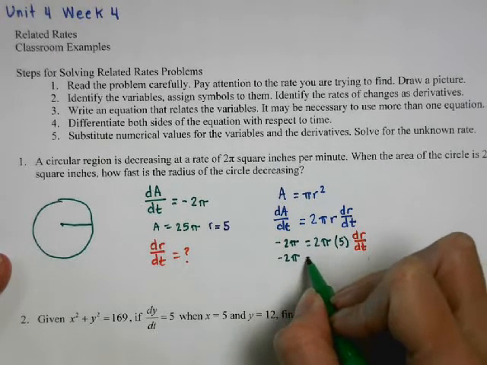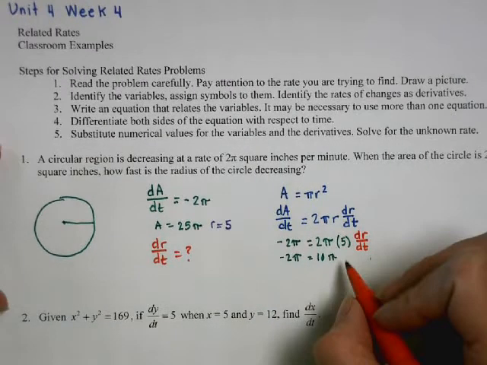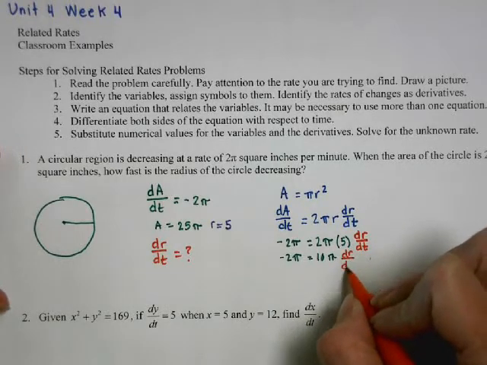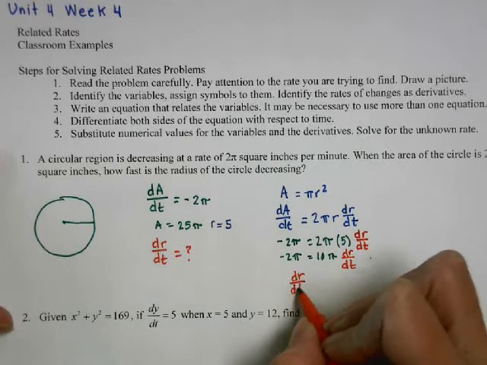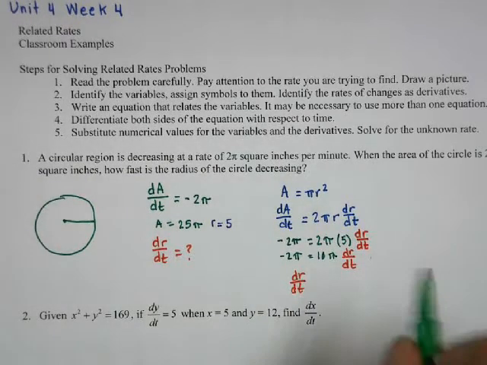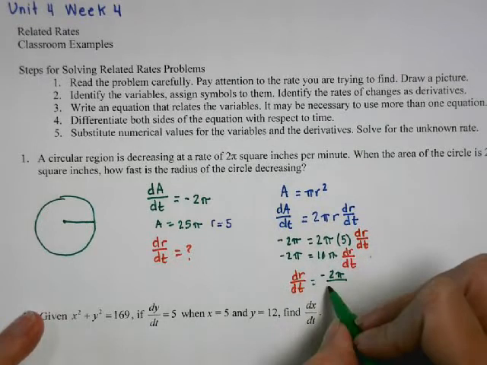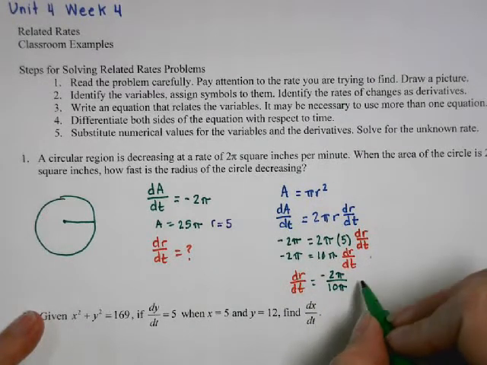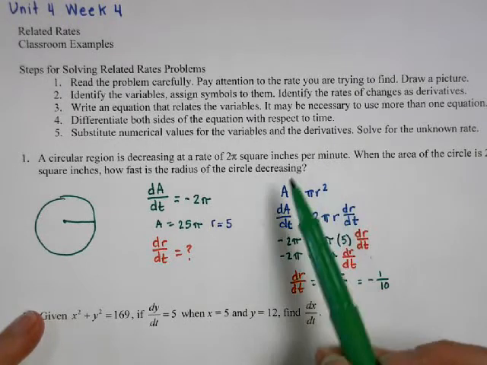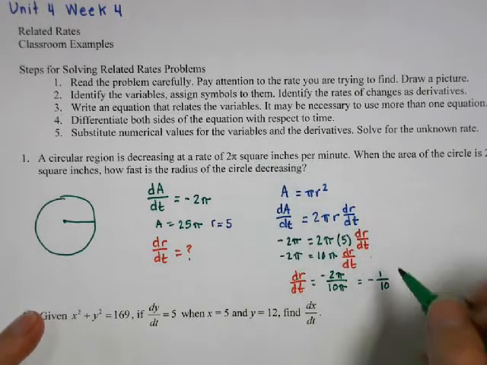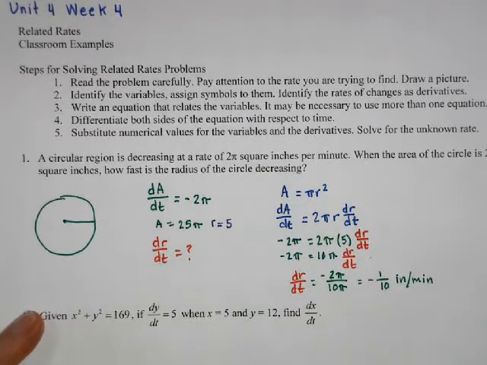So negative 2 pi equals 10 pi times dr/dt. So my dr/dt is going to equal negative 2 pi divided by 10 pi, which is going to be a negative 1/10. And our units, if it's square inches per minute, this is going to be inches per minute.